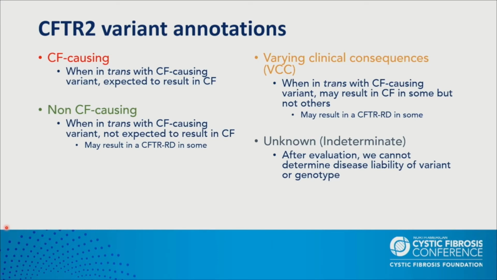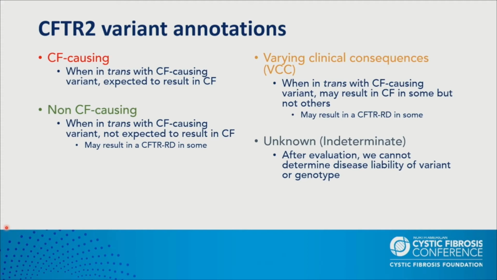On the flip side, we have non-CF causing variants. These are variants that when you find them in one copy of CFTR, and that patient has a CF-causing variant in the other copy of CFTR, we actually don't expect that person to have CF. Now, they may have a CFTR-related disorder, they may have some mild symptoms, they may be completely healthy, but we don't expect them to have cystic fibrosis.